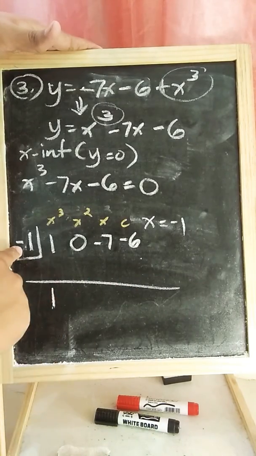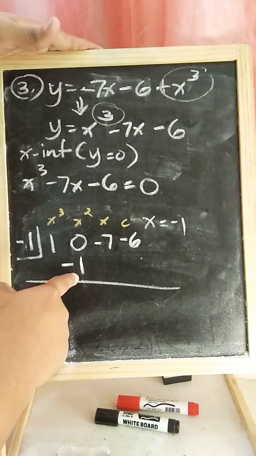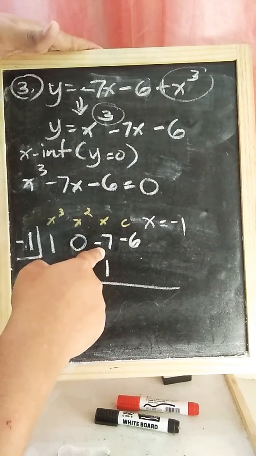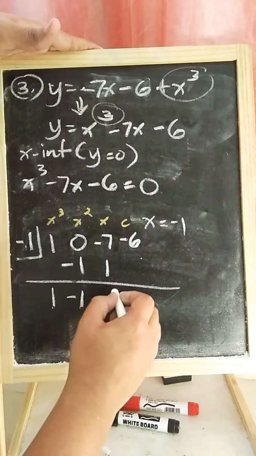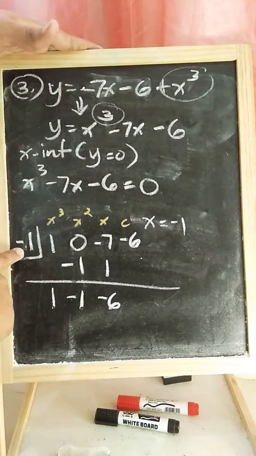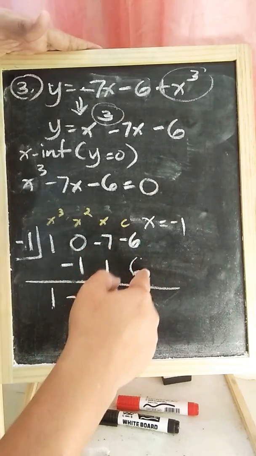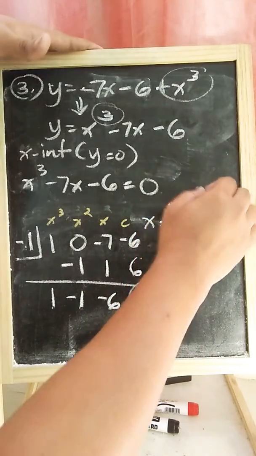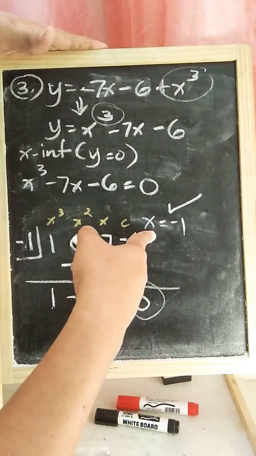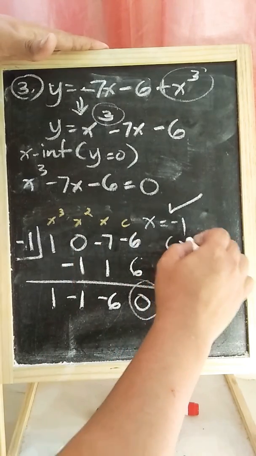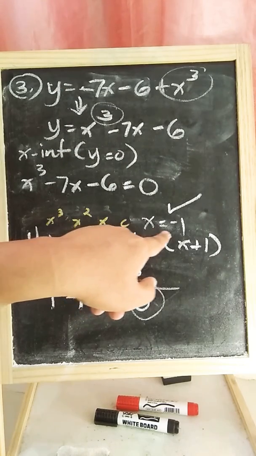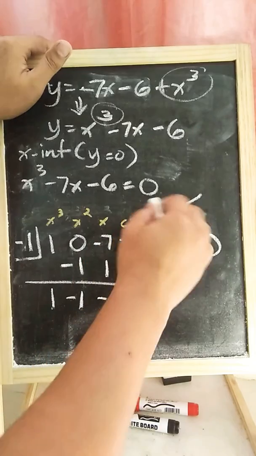Bring down 1. 1 times negative 1 is negative 1. 0 plus negative 1 is negative 1. Negative 1 times negative 1 is 1. Combine negative 7 and 1, that is negative 6. Multiply negative 6 by negative 1 is 6. And then combining negative 6 and 6 is 0. Ayun, nag-0 na siya. So, meaning, x is equal to negative 1, or x plus 1 is one of the factors. Nakuha na natin yung isang value ng x, which is negative 1.